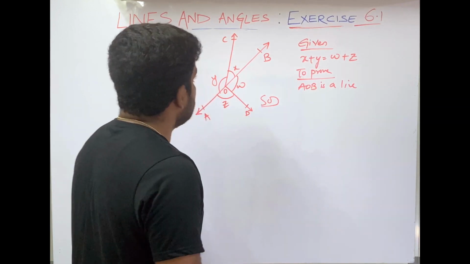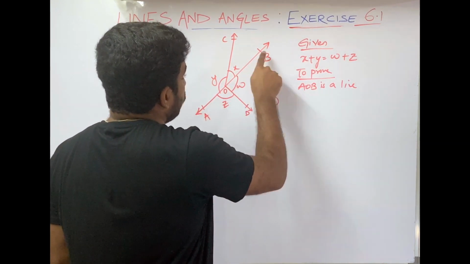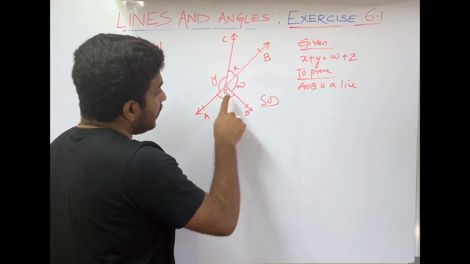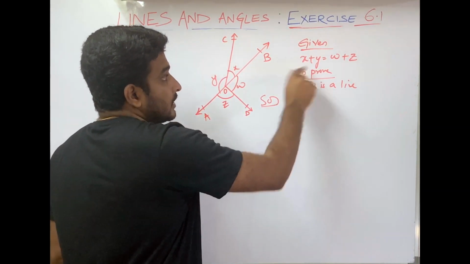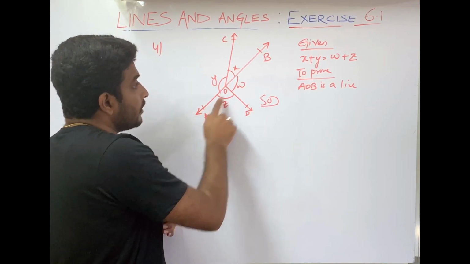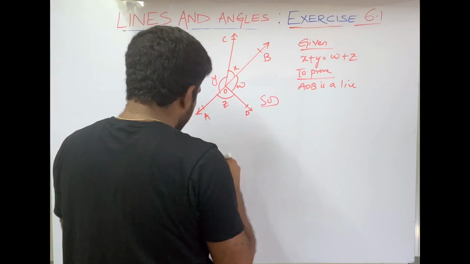The next problem is, we have AOB as a line where in line AOB, OC is a ray and OD is also a ray. They gave x plus y equal to w plus z, and we have to prove now AOB is a line. See, how can we prove?